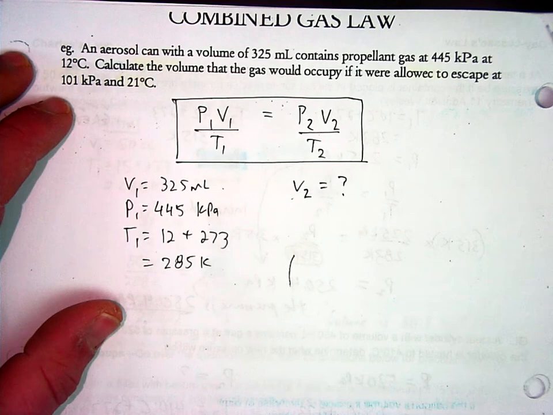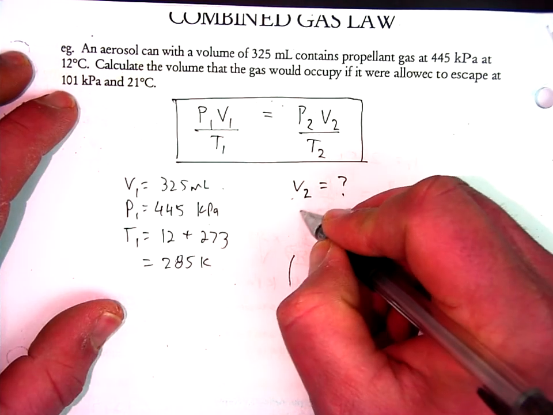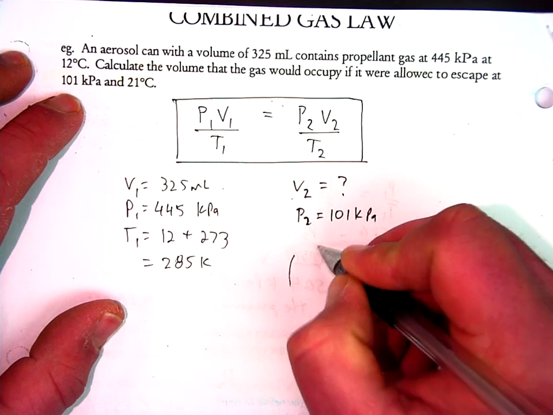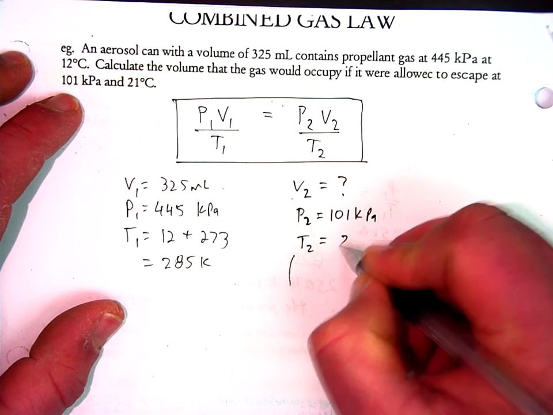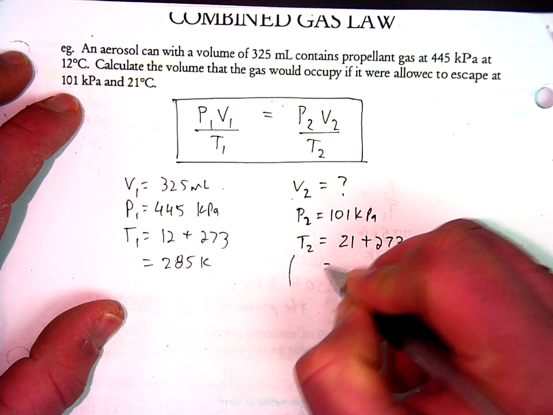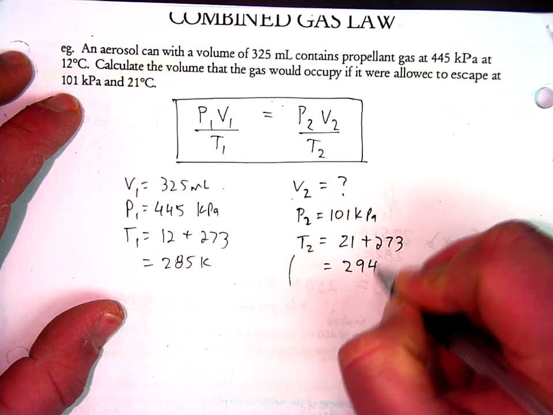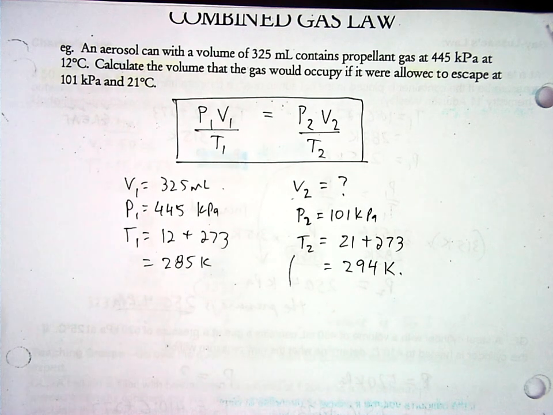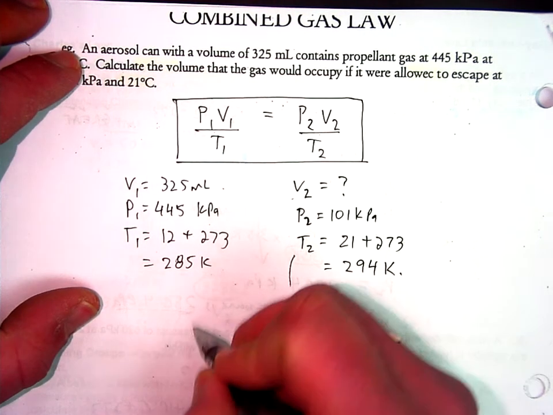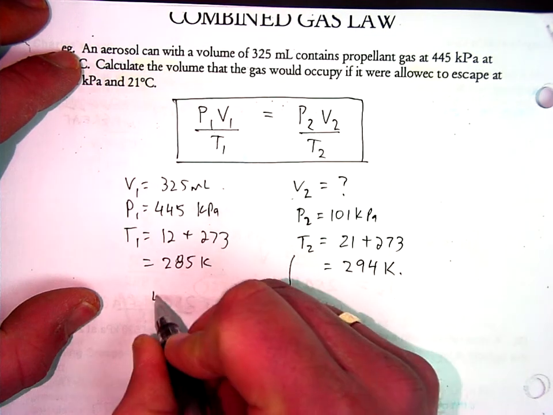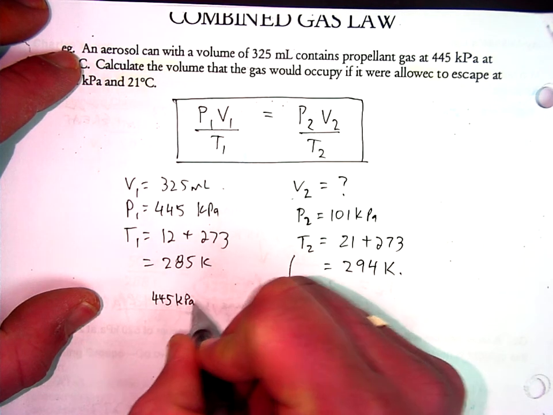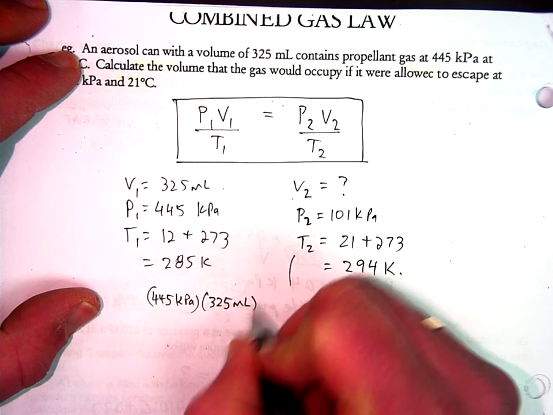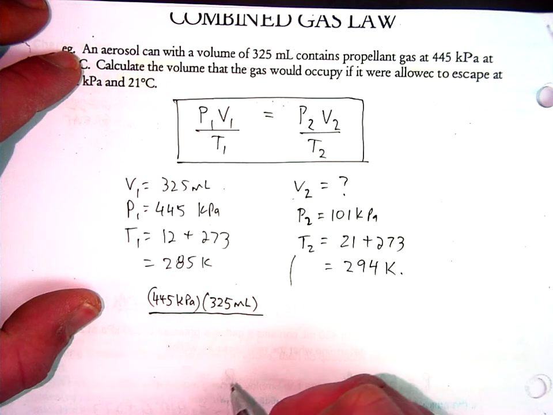If it were allowed to escape at a pressure of 101 kilopascals and the temperature is 21, which is really 294 Kelvin. Okay, so we've got all three variables changing. We're just going to plug them all in, sort it all out, get the final answer. Okay, so we've got our formula already. So 4, 4, 5. Remember, the paired quantities, the ones that have two sets, they need to be in the same units.